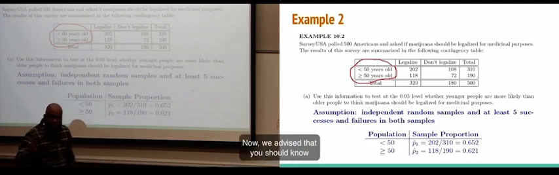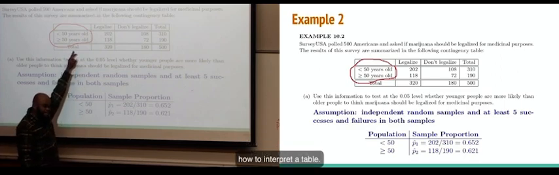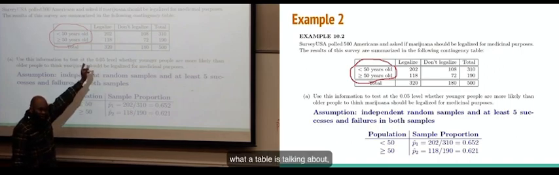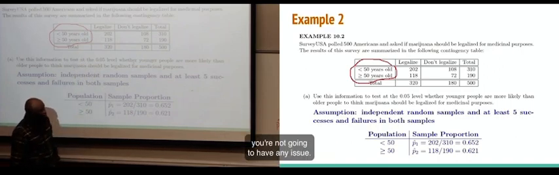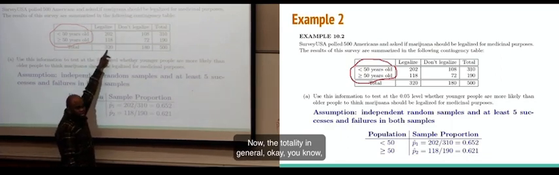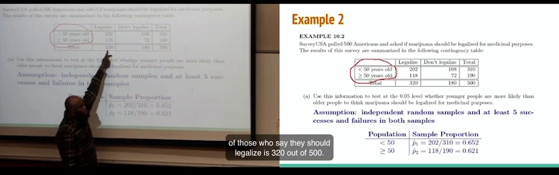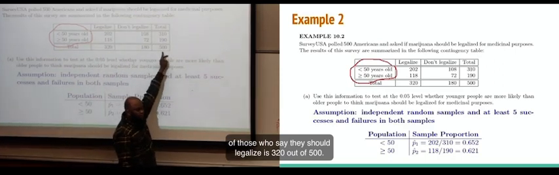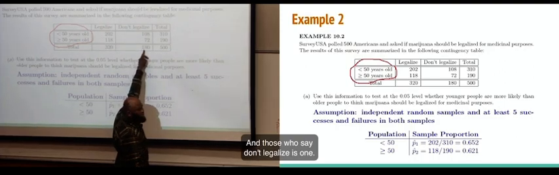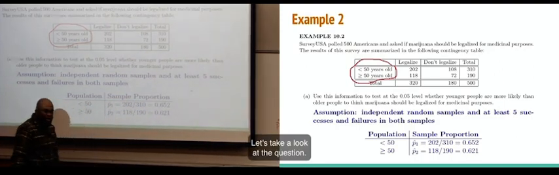Now, I will advise that you should know how to interpret a table. If you understand what a table is talking about, you're not going to have any issue. Now, the totality in general, of those who said they should legalize is 320 out of 500. And those who said don't legalize is 180. Now, let's take a look at the question.